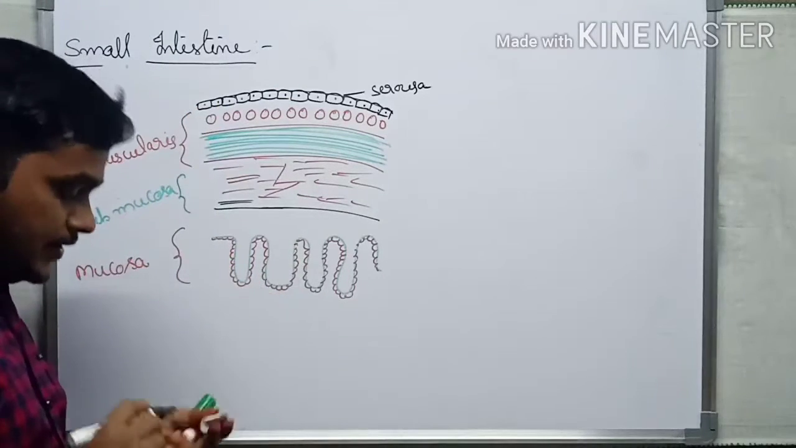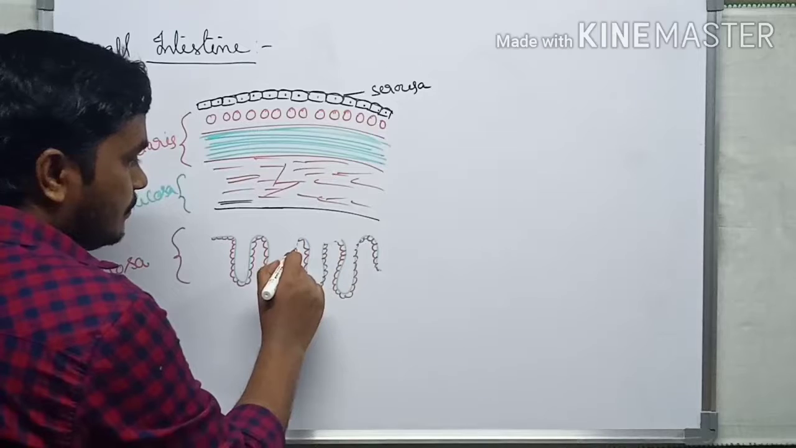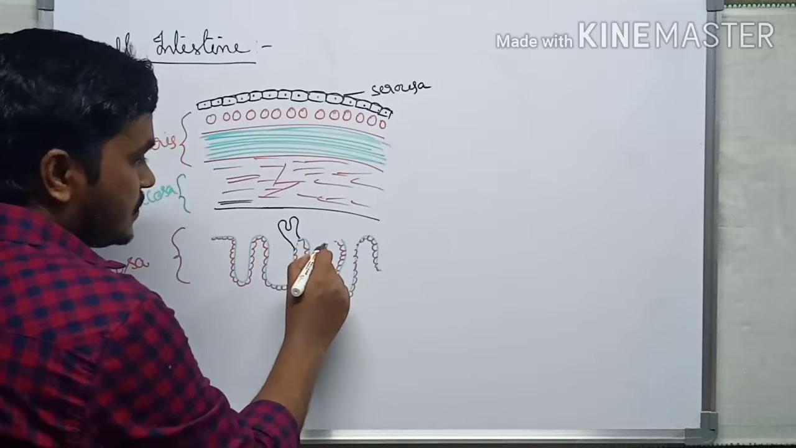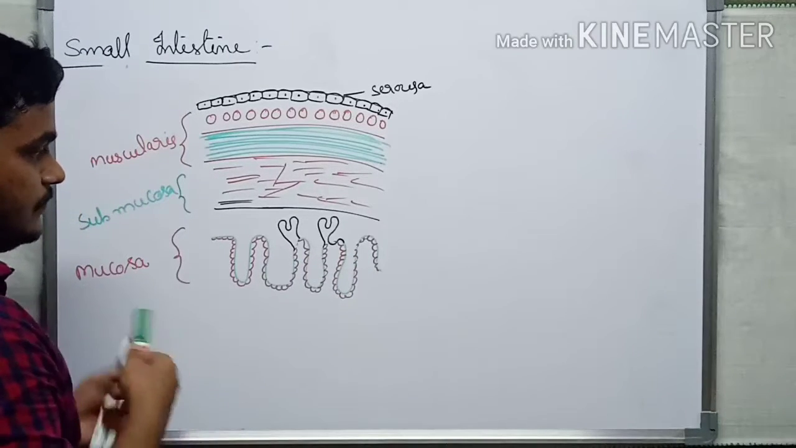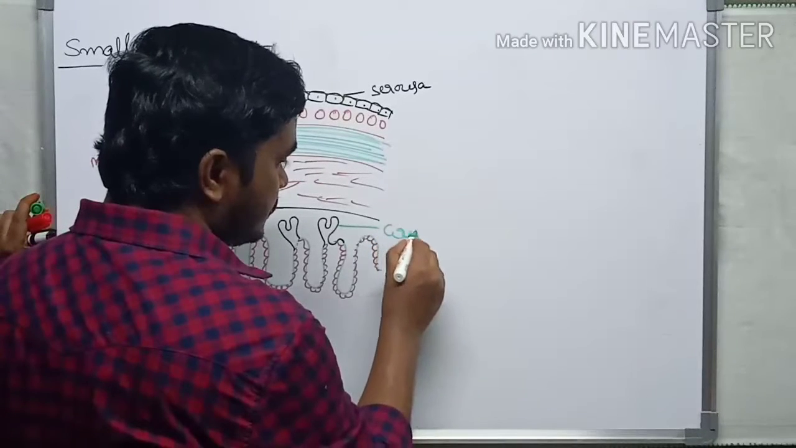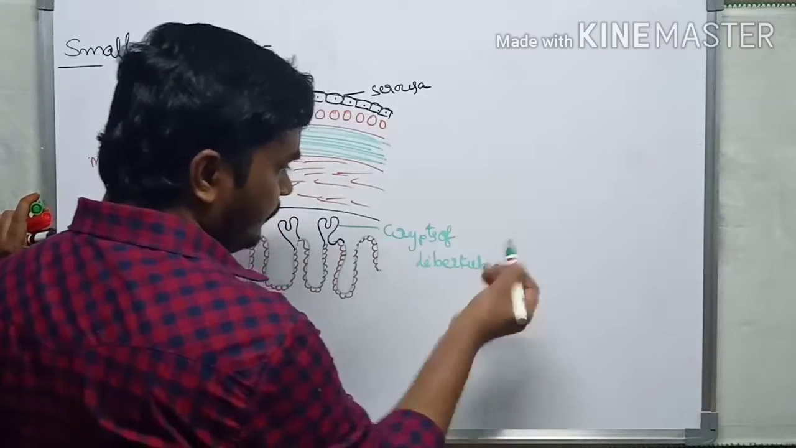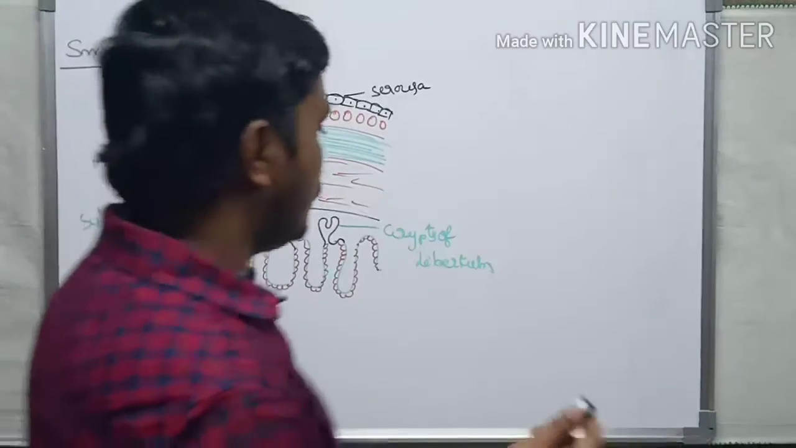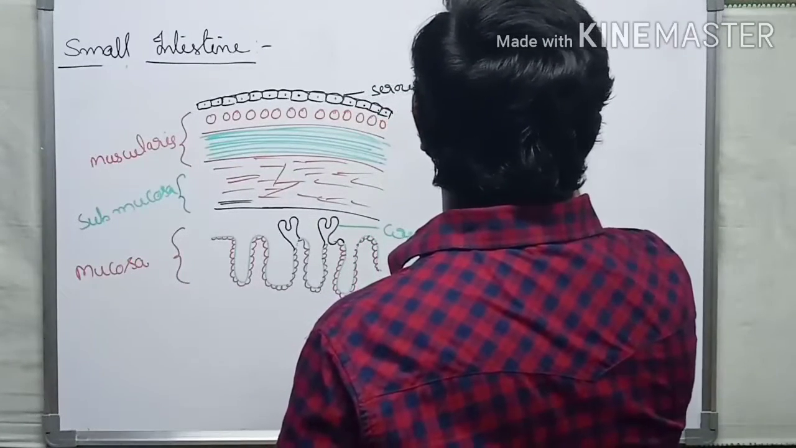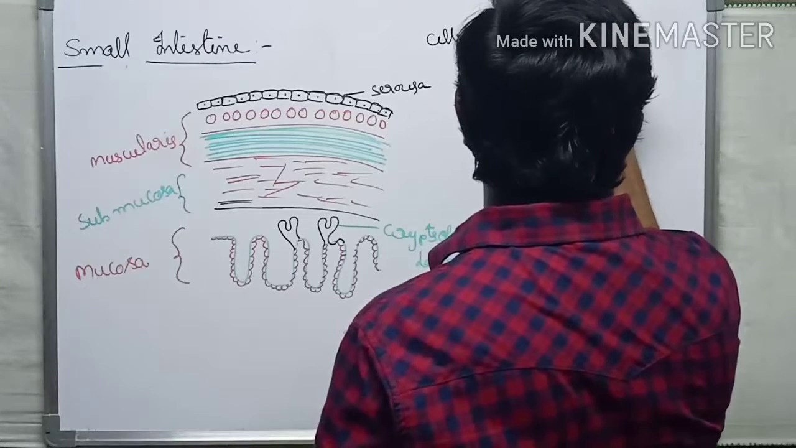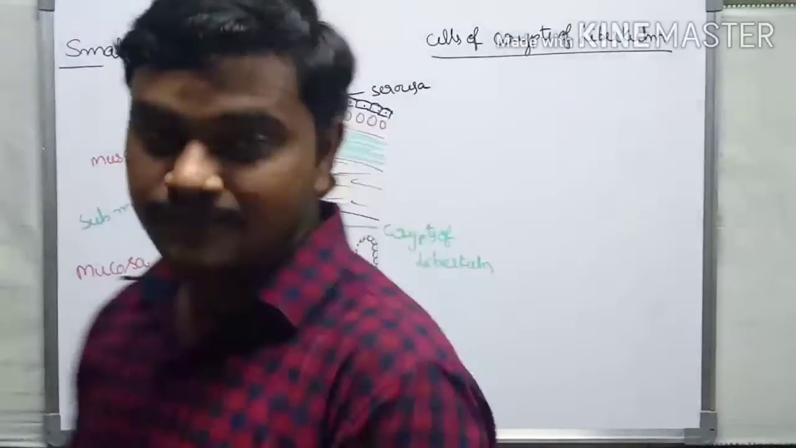In the mucous layer, there are peculiar structures, the crypts of Lieberkühn. These are finger-like structures. They secrete some cells. What are those cells? If you want to see, the cells of the crypts of Lieberkühn. The mucosal layer consists of crypts of Lieberkühn.